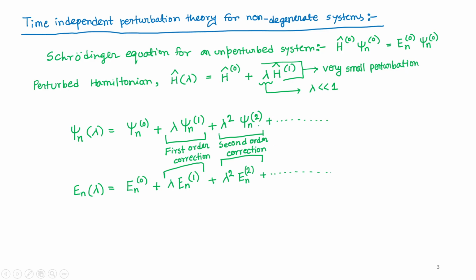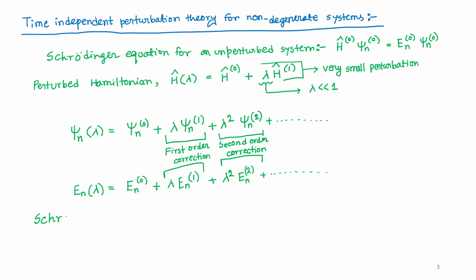So the higher energy, higher order corrections are going to be even smaller than that. So this was the unperturbed system, the Schrodinger equation. Now how will the Schrodinger equation for these perturbed wave functions look like?